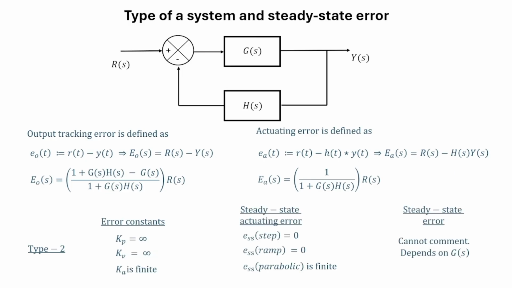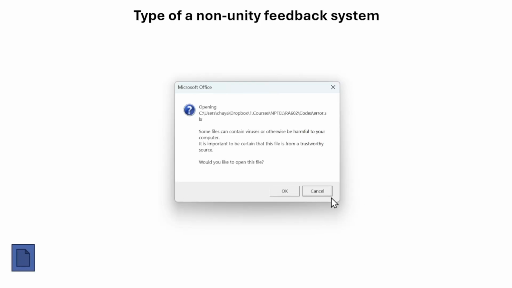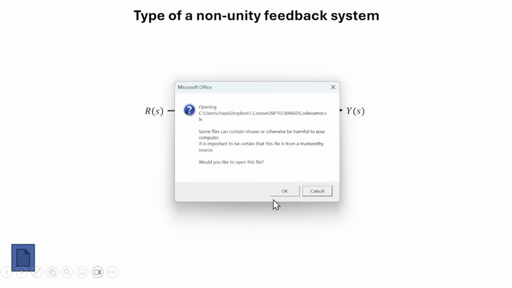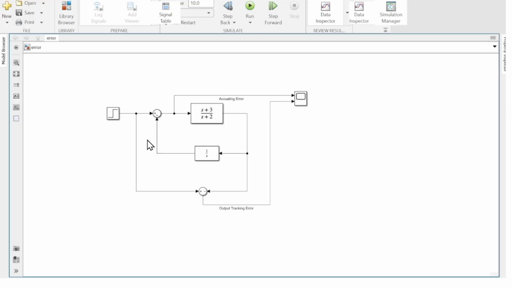Similarly, for a type 2 system. So if I have to show you a simulation of what I mean by that, let me simulate this example on Simulink. You can see here, this is the same block diagram that I have just shown. I have taken the actuating error from this point and put it into the scope, and then I have subtracted the reference signal from the output signal with this summer and put it in the scope. We are calling it the output tracking error, and this is the actuating error.